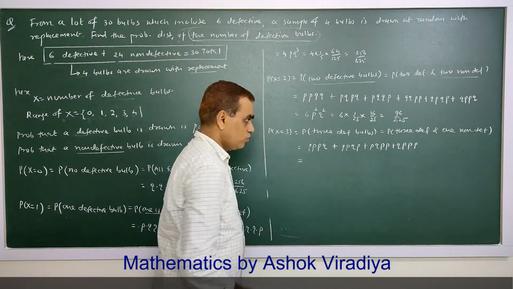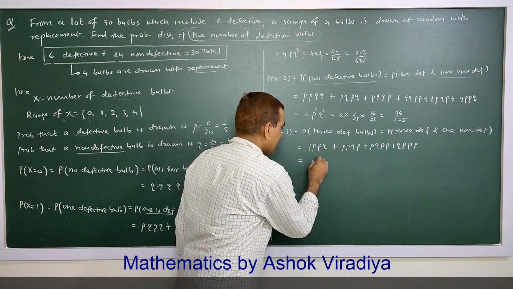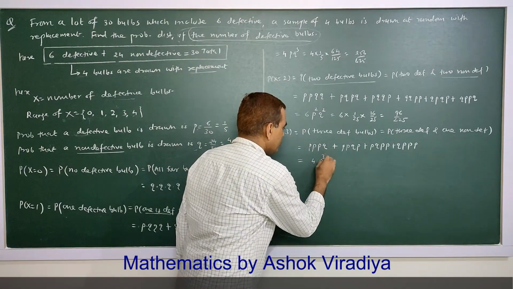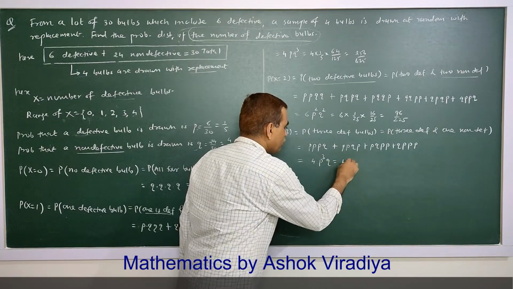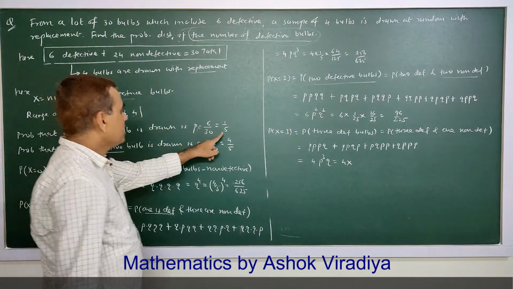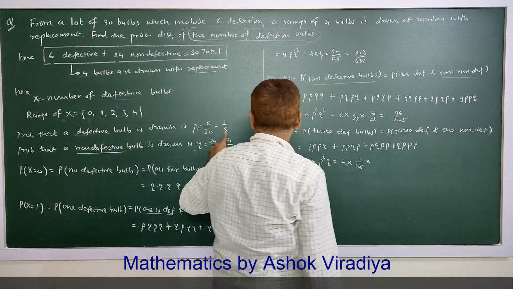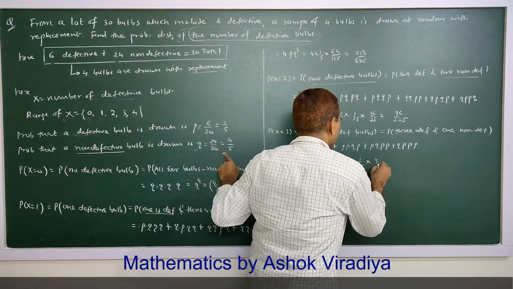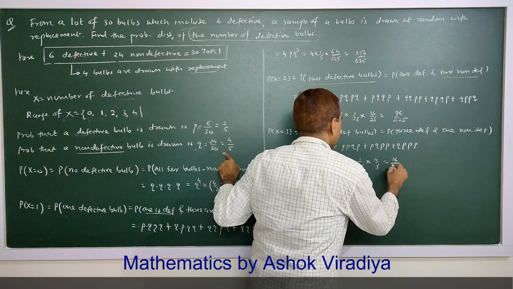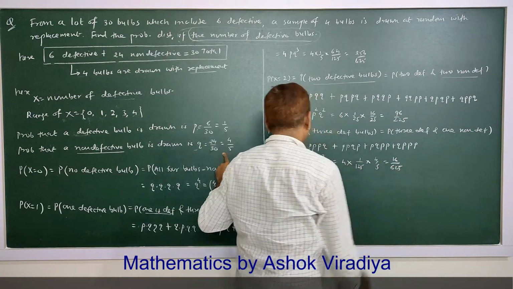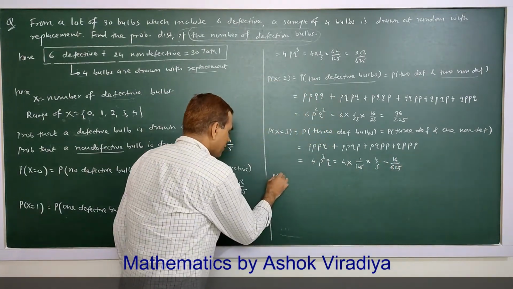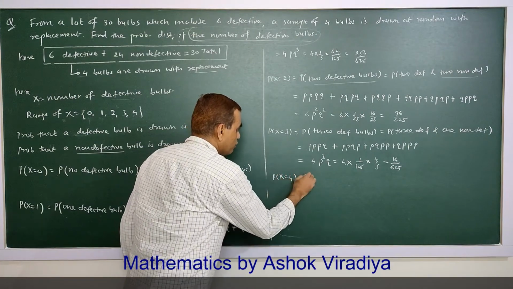So it is equal to 4 times P cube into Q. So 4 into P cube, which is 1 upon 125, into Q, which is 4 by 5, gives 16 by 625.